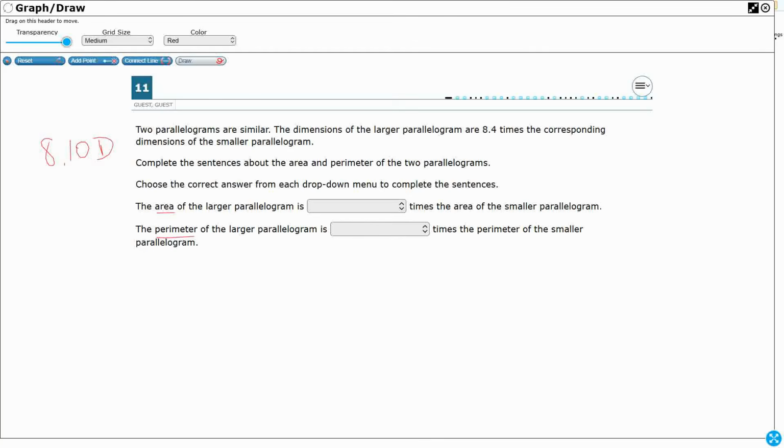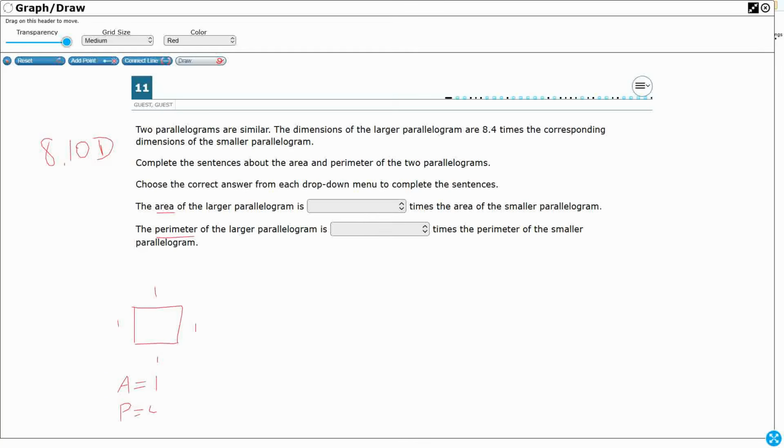All right, so I'm going to make the small parallelogram. Let's just make it a square. Doesn't matter what it is. Let's make each side 1. Okay, so that's easy. So my area equals 1 and my perimeter equals 4.